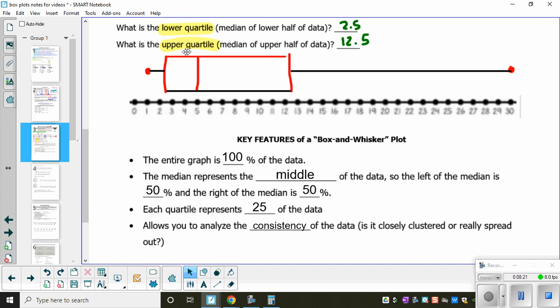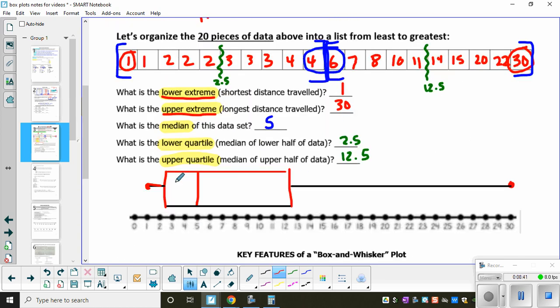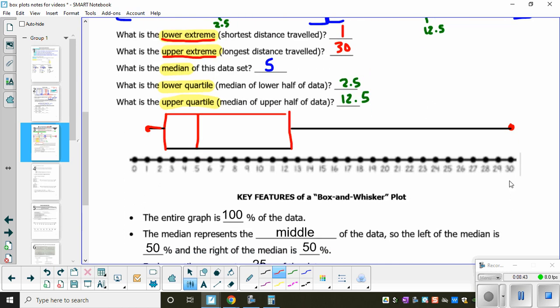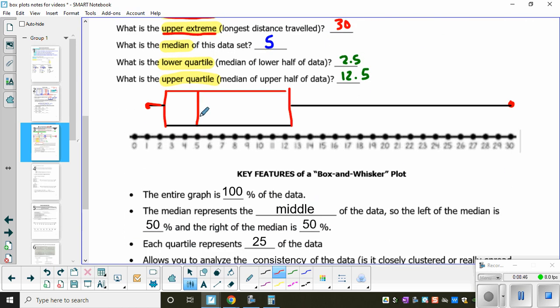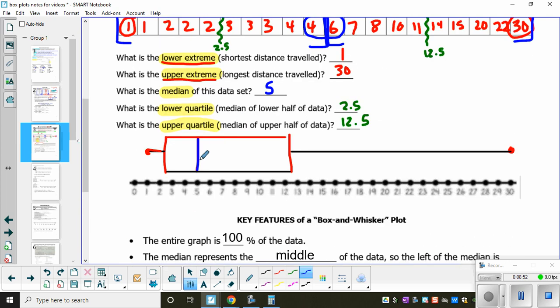You might now realize that this quartile, you hear quart in it, which is a 4. So essentially what we're doing is we're breaking the data up into 1, 2, 3, 4 parts. The entire graph represents 100% of the data. All of the data in here is represented from the 1 up to the 30. The median represents the middle, and so this line right here that we said that was in blue up top, that middle line, the 5, it cuts the data in half.